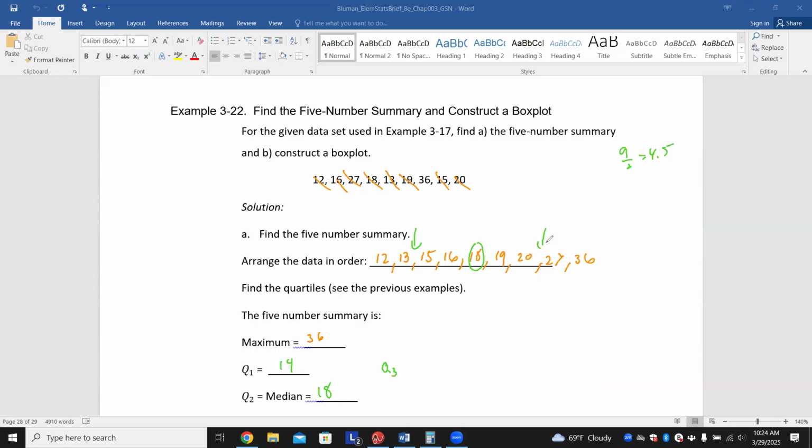Then we need our Q3. In between these two numbers, I believe was 23.5. And then the max, I think this right here is supposed to be the minimum, which was 12. Max would be 36. So there is your 5-number summary.